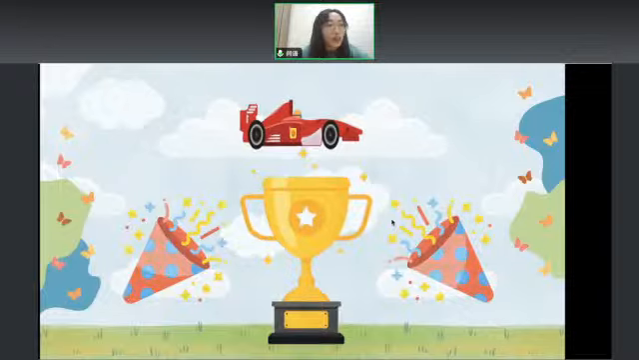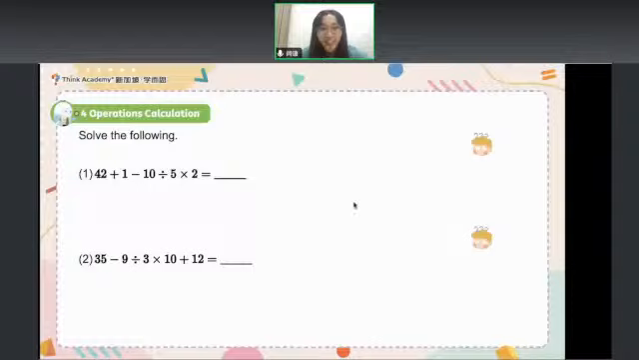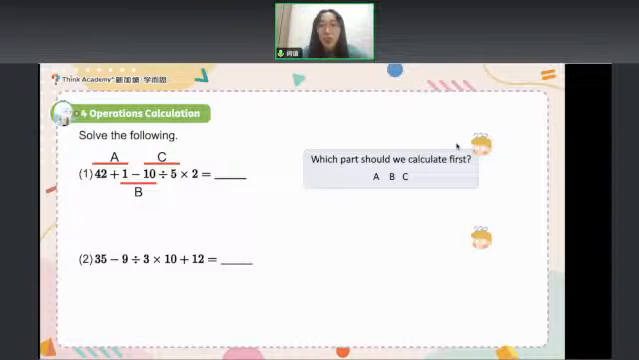So in this way, when you see these 4 operations, do remember that we always start from multiplication or division. Okay, so now following this, let's do some practice. Now you can see that for the first one, 42 plus 1 minus 10 divided by 5 and then multiplied by 2. So in this equation here, I have a question. Everyone please input your answer in the chat box, okay? So which part should we calculate first? Is it A, 42 plus 1, or B, 1 minus 10, or C, 10 divided by 5?